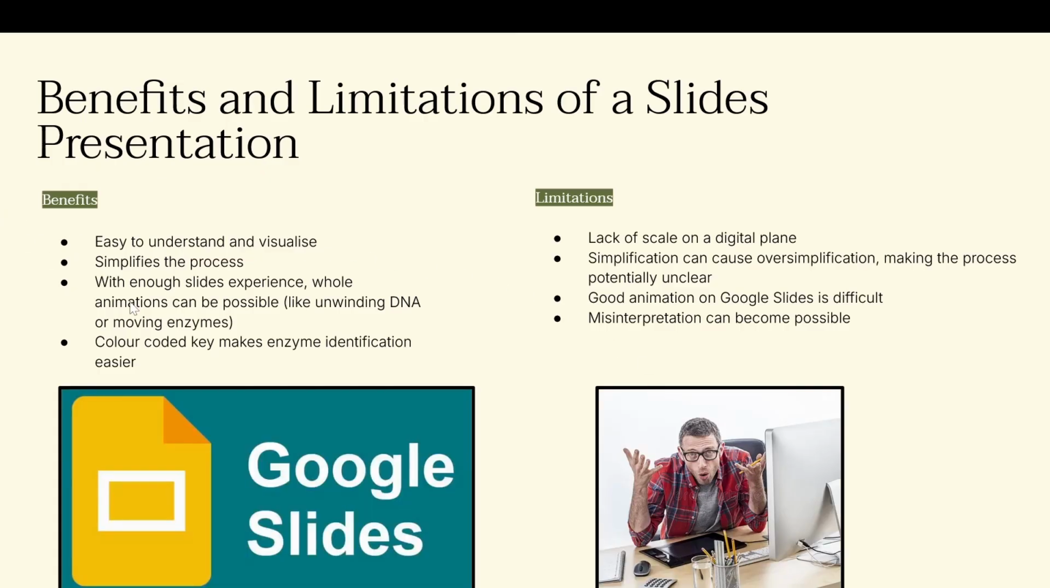Now, some benefits of using Google Slides is that Google Slides in 2D models makes it easier to understand and simplify the process. And if you have enough slide experience, you can make really wonderful animations, like unwinding of DNA or actual moving enzymes. Also, making a color-coded key is easy and makes enzyme identification easier. However, a lack of scale on the digital plane means we can't accurately compare the size of what DNA replication truly is, and simplification can cause oversimplification, making the process potentially unclear.